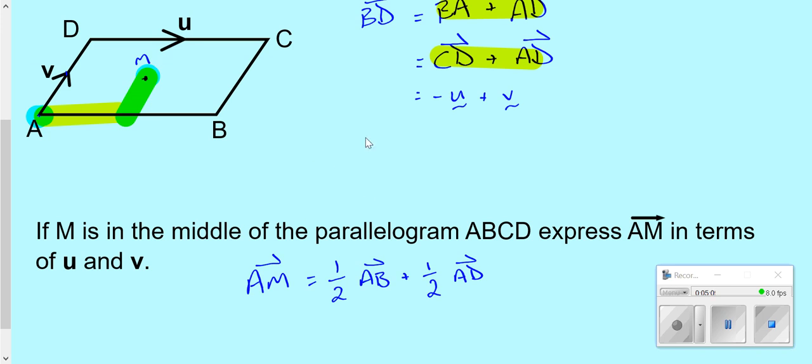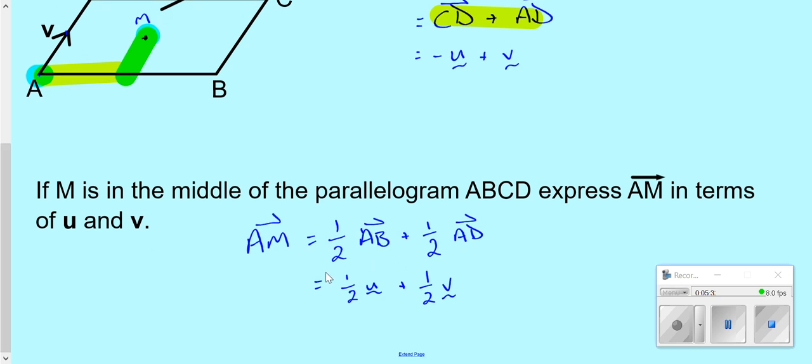Again, the first part, AB, is called U, so I'm having a half of U. I'm going to add on a half. I'm heading in the positive V direction, so it's a half of V. That is enough for your final answer.